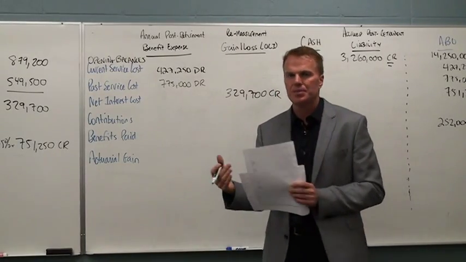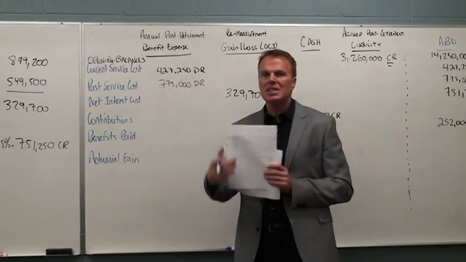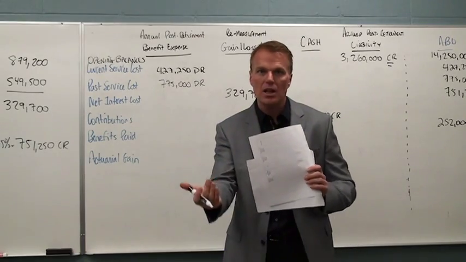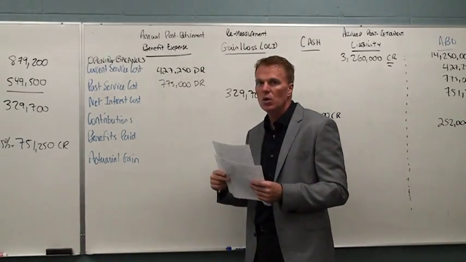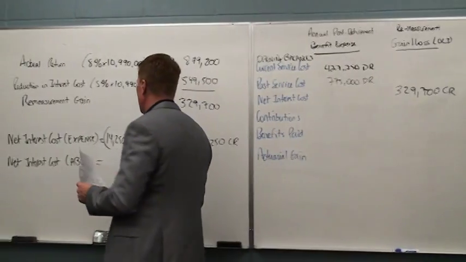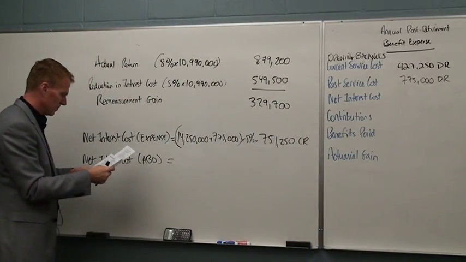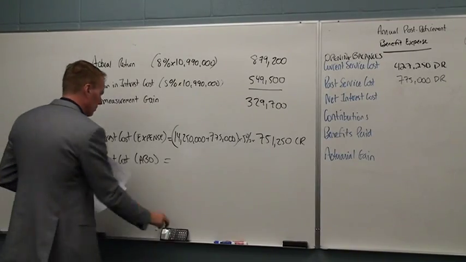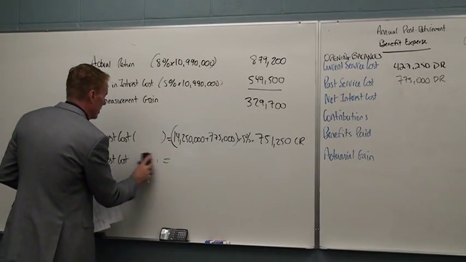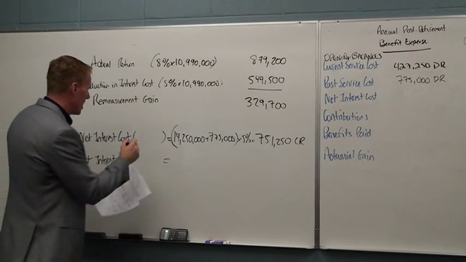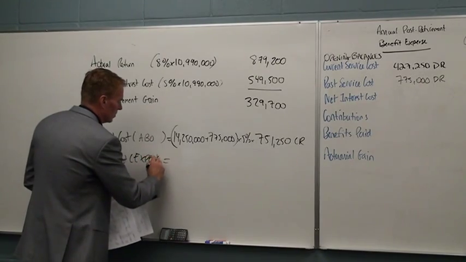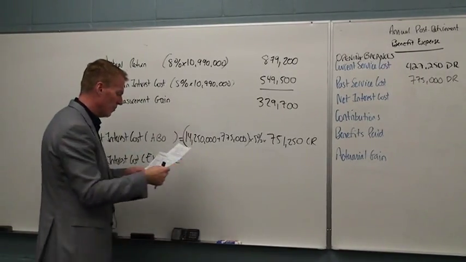Now, what is this number? Well, what this number represents is that at the beginning of the year, we had a shortfall. And that shortfall has to be accounted for. And we need to put in an expense for that amount. So let's take a look here at our net interest cost. Oops, I think I just made a mistake. So I'm going to correct that right now. This net interest cost here should actually be accrued benefit obligation. This is actually the expense. Darn. Oh well, let's carry on.